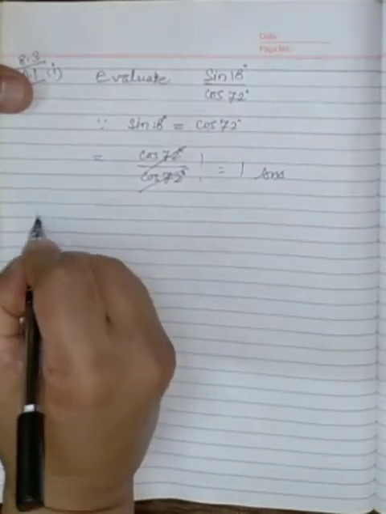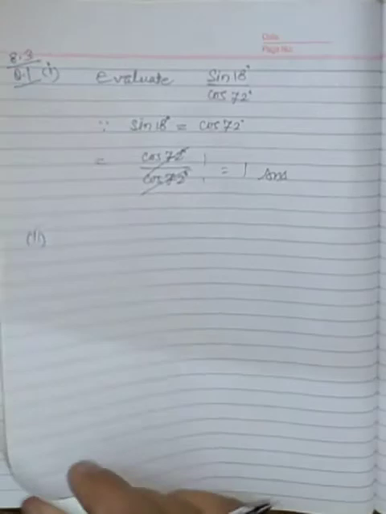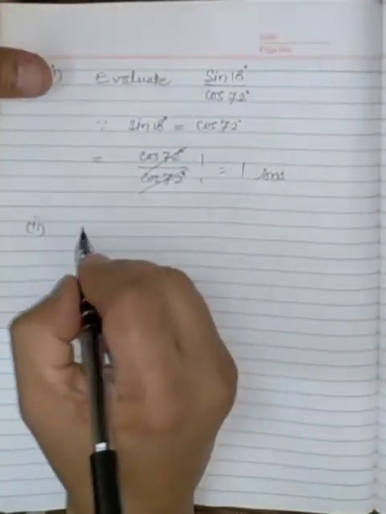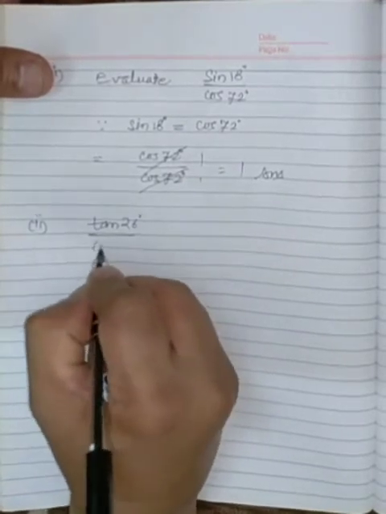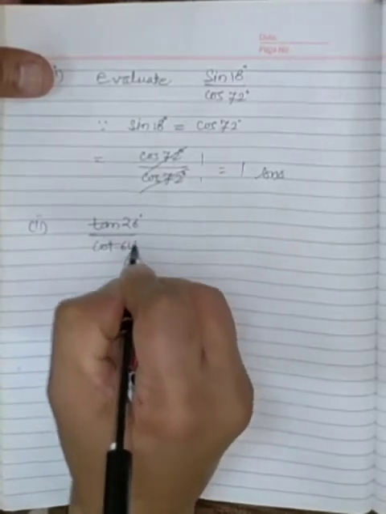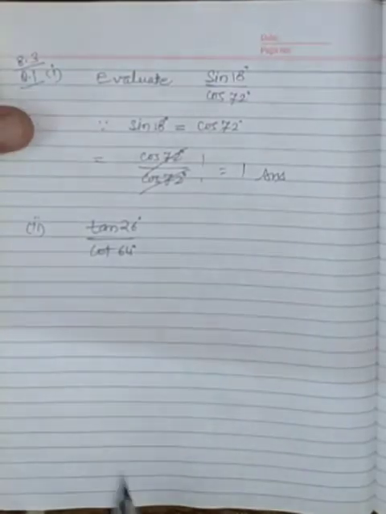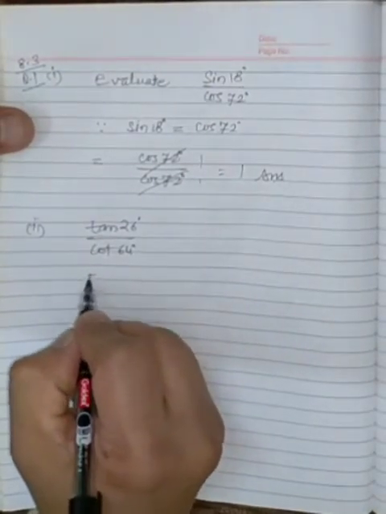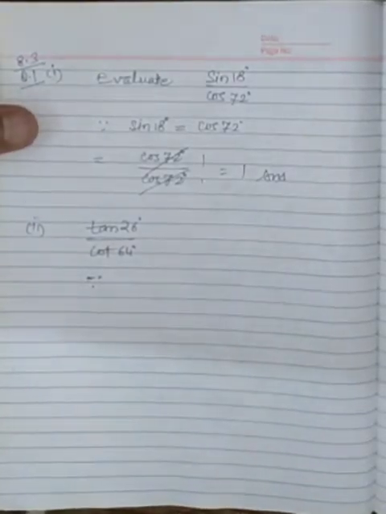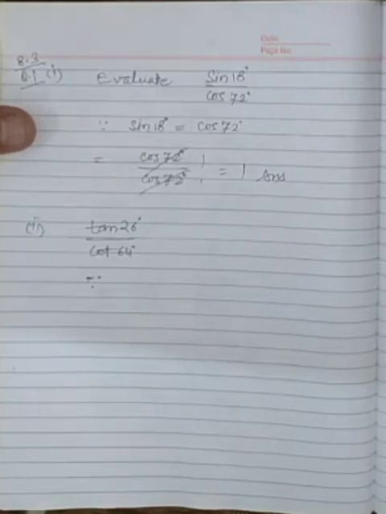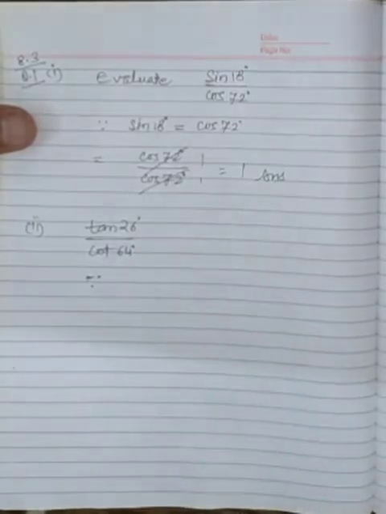Similarly, in the second part we are given tan 26 degree upon cot 64 degree. Now we know that by complementary relation, the complementary of tan is cot and the complementary of cot is tan. That is tan(90 minus theta) is equal to cot theta and cot(90 minus theta) is equal to tan theta, and also the sum of these two angles is 90 degree.